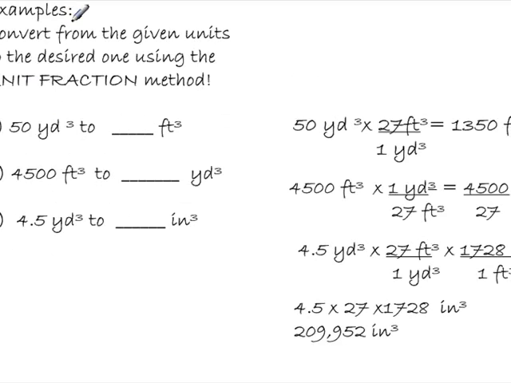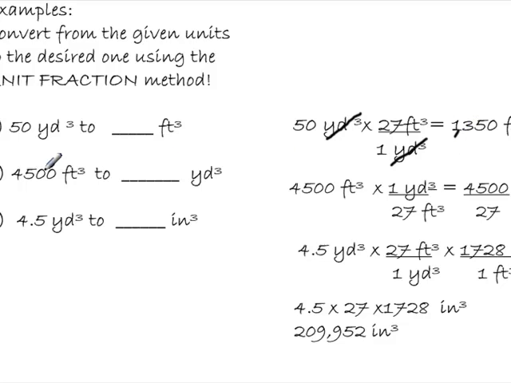Continuing on with the answers now, the first example was 50 cubic yards to cubic feet. I start with 50 cubic yards, and I'm going to use the unit fraction 27 cubic feet per 1 cubic yard. I'm using this one because I want to be able to cancel out the cubic yards, and I can only cancel from a numerator to a denominator. So cubic yards has been removed, and I wind up with 50 times 27, which is 1,350 cubic feet.